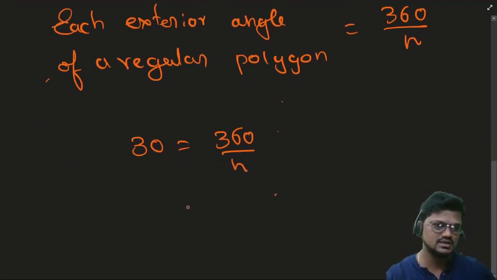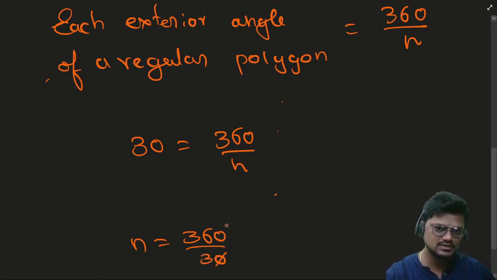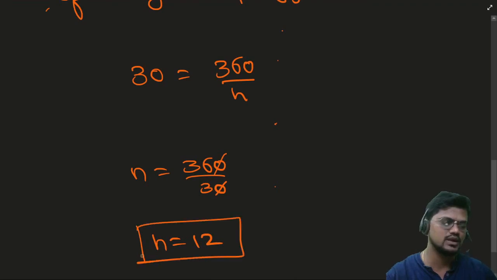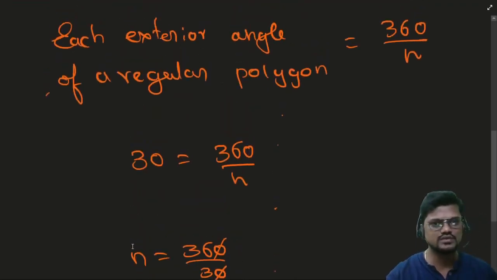This n goes on that side, and this 30 comes on this side. n equals 360 by 30. This 0, 0 gone. What do you get? 12. That means the polygon has 12 sides. Understood?